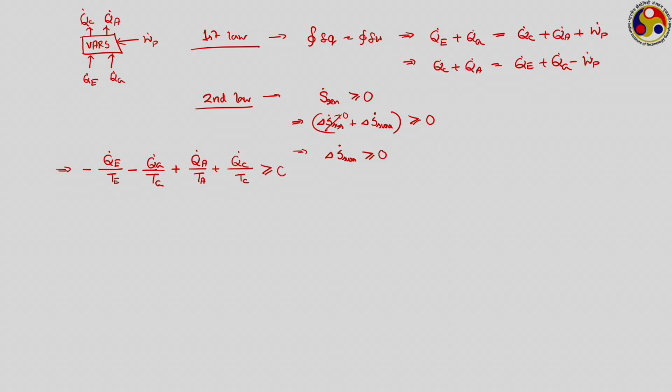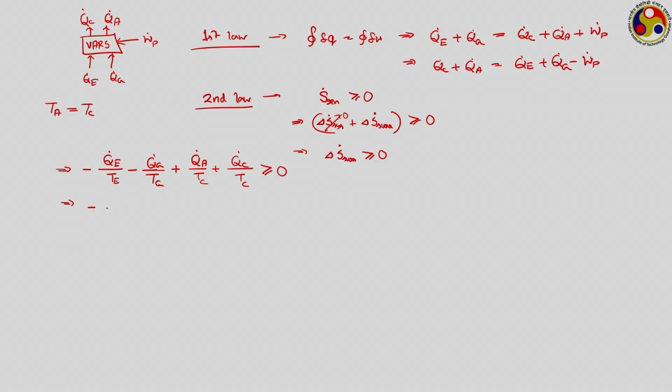This combination has to be greater or equal to 0, because both Q dot A and Q dot C are going to the surrounding. Now, for most of the practical situations, we generally have Ta and Tc to be equal to each other. In all practical systems, generally we have the same situations. So, we replace this Ta with Tc.